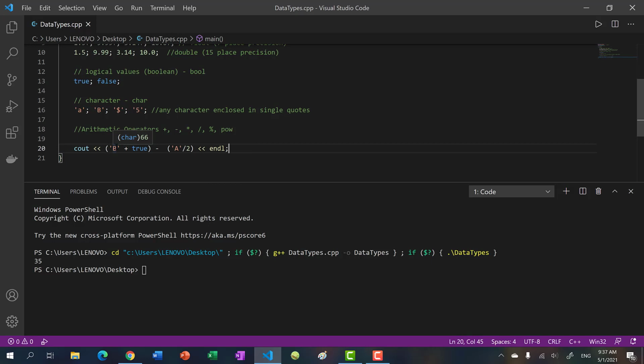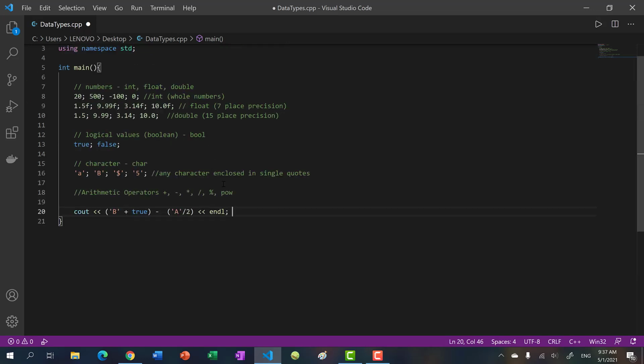So b is 66 plus true. So that's 1. So we get 67 here. And you can see when I hover my mouse, you see int 67. A is 65, divided by 2, you get 32.5, but you're truncating this because it's an integer, so you get 32. So let's hover over and you get 32. So you're doing 67 minus 32, you get 35. Okay, so that's working with different types.